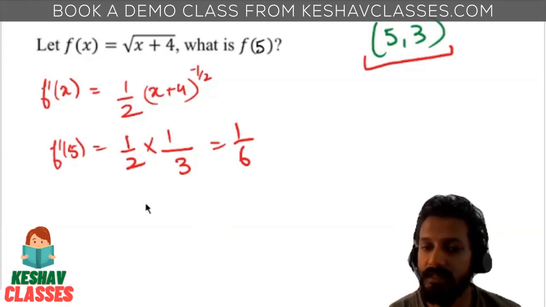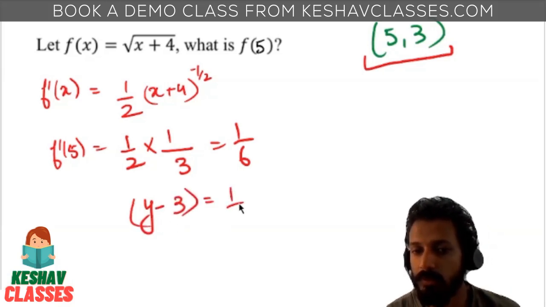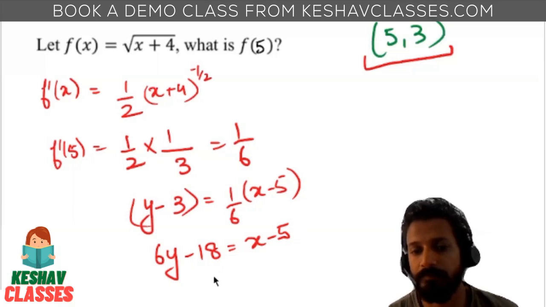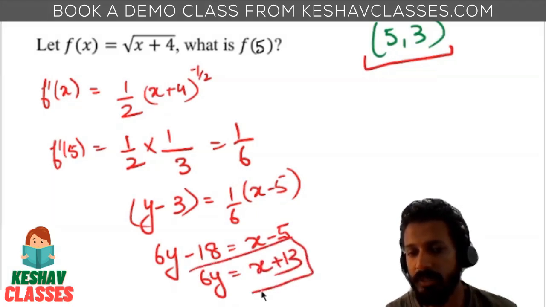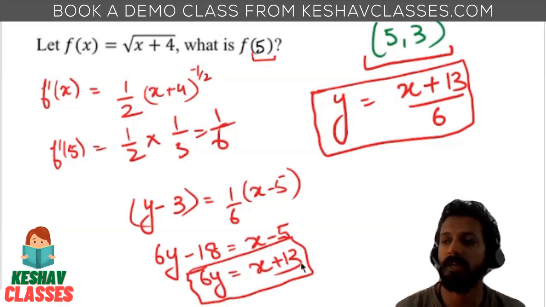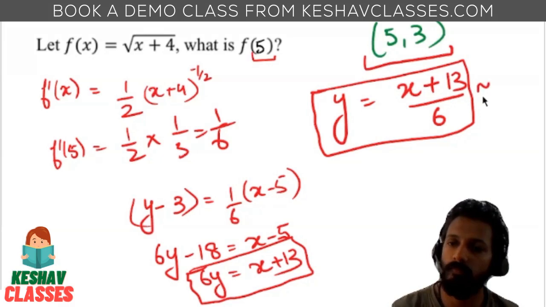Now the line would look like y minus 3 is equal to 1 by 6 times x minus 5. From here you can say 6y minus 18 is equal to x minus 5. From here you can say 6y is equal to x plus 13. So my equation is 6y is equal to x plus 13. Now you have the slope and a point, you can write the equation. Okay. Alrighty, cool. Done?